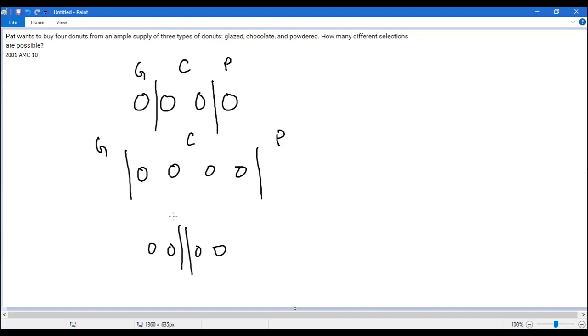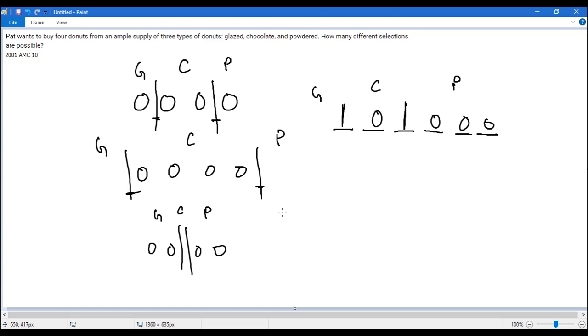Or we could do this and say 2 glazed, 0 chocolate, and 2 powdered. But regardless, as long as we put 2 dividers somewhere, it will give you a unique variation. What that means is that if we have 4 donuts and then 2 slots for dividers, then we can put donuts wherever. The other 2 can be dividers. In this case, we have glazed, chocolate, powdered, 1 chocolate, 3 powdered. In this first case, we have the divider in the 2nd slot and the 5th slot. In this case, the 1st and the 6th.